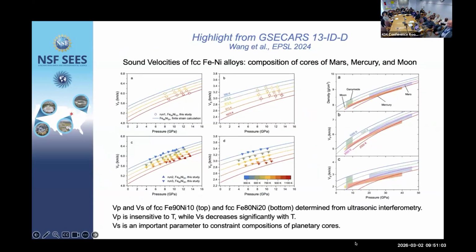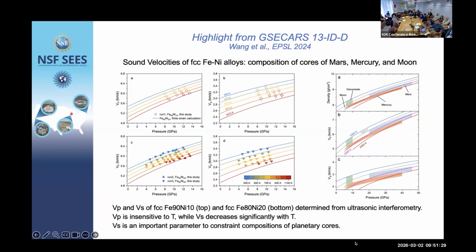I have a couple of highlights that aren't rock mechanics. Here's sort of bread and butter mineral physics. That is, what is the density of something as it changes under pressure and temperature? Or, this one is acoustic wave velocity. So these are sound velocities and density. So, elastic properties.